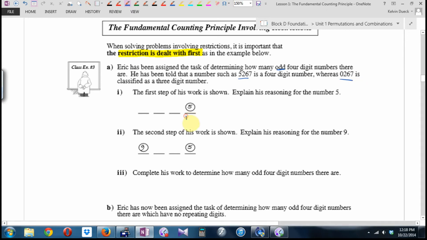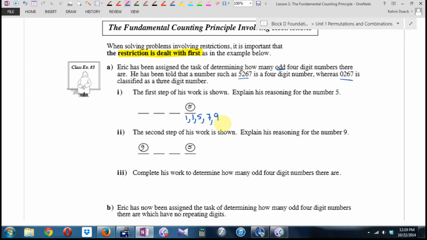Underneath here, let's write 1, 3, 5, 7, 9. He's saying, you know what? It has to end in one of those. Check. The second step, so now he's saying, okay, by the way, how many digits are there to pick from? Grand total. How many digits are there? 10. 0, 1, 2, 3, 4, 5, 6, 7, 8, 9.